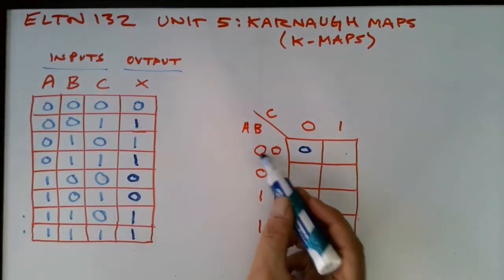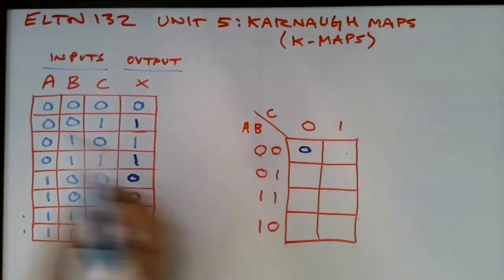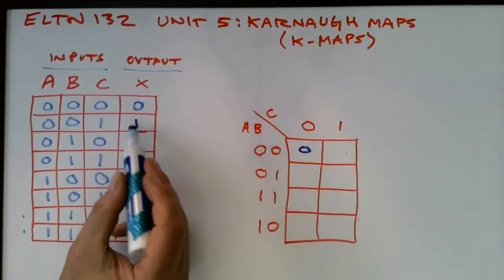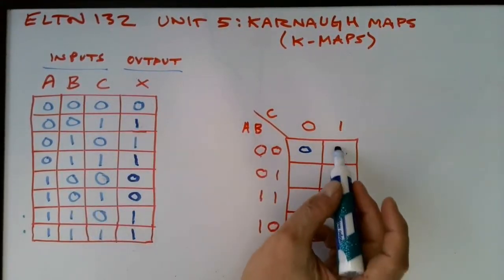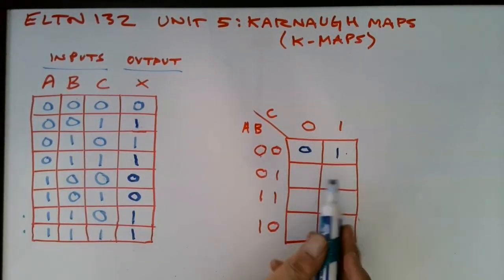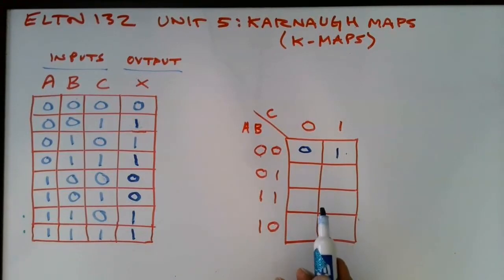The next cell is 0, 0, 1. So that would be this cell here, and we write that, and because X is 1, we write a 1 here. So all of the cells are actually going to be filled with the values of X. That's all we're doing here.